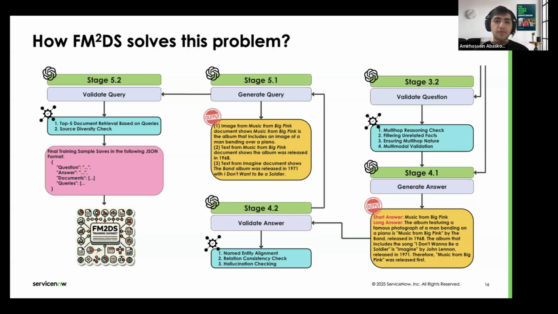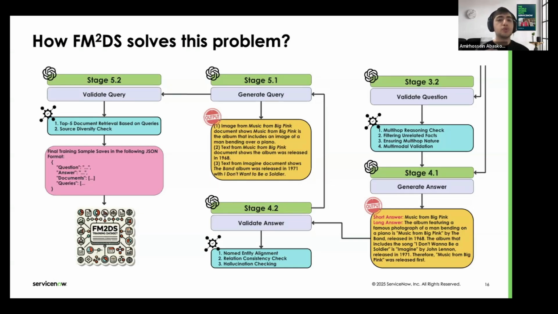In stage 5.1, we have the knowledge distillation part of our pipeline, as we talked about in the title of the project. We generate queries. The queries are the steps that should be taken to come up with the answers. So in this stage, we are saying you should use the image from Music from Big Pink that shows a musician, a person bending over a piano.